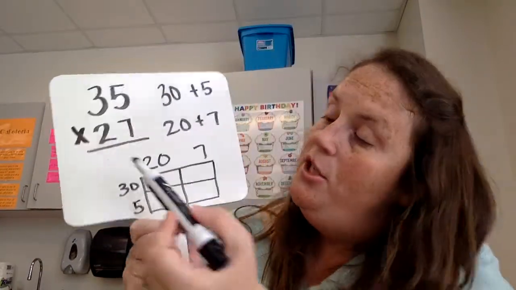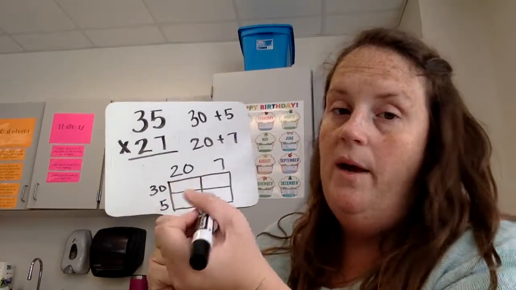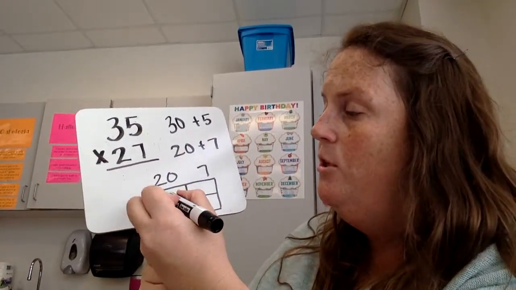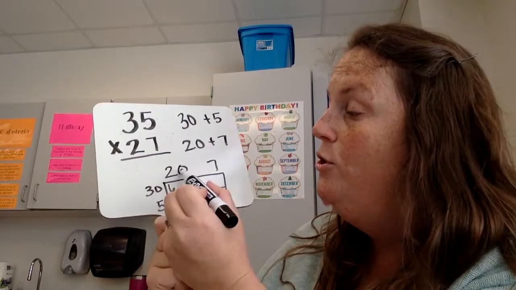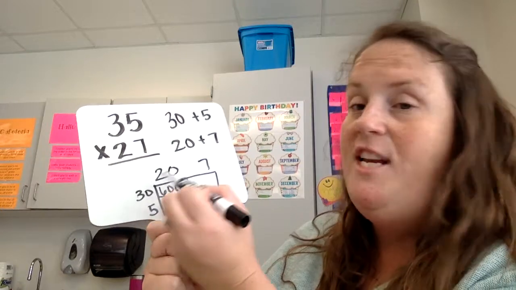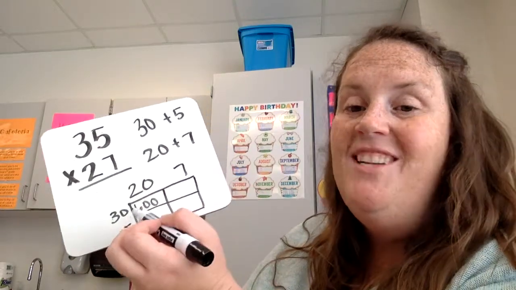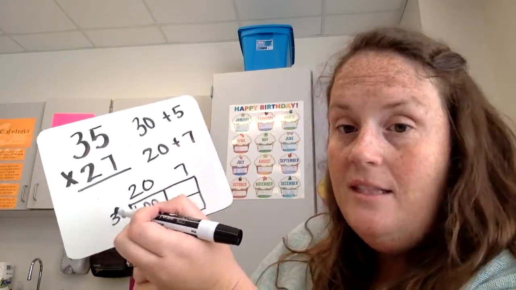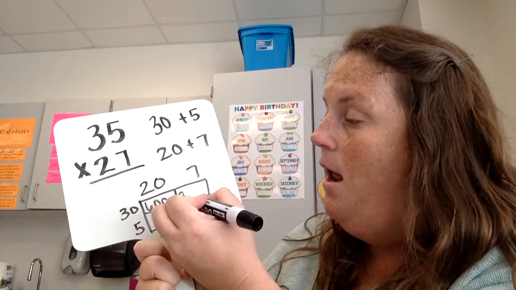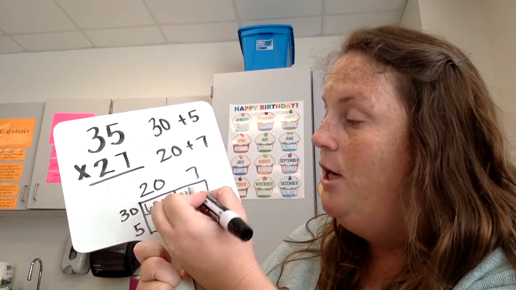So then we can just do 30 times 20, which is the same as 3 times 2, and we know that 3 times 2 is 6, and we have 2 zeros, so we add our 2 zeros. Then we do 30 times 7, and that's just 3 times 7 with 1 zero. So we know that 3 times 7 is 21, and we add our 1 zero.